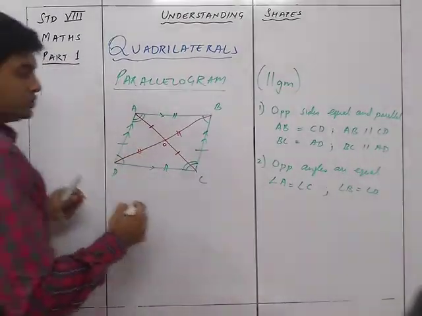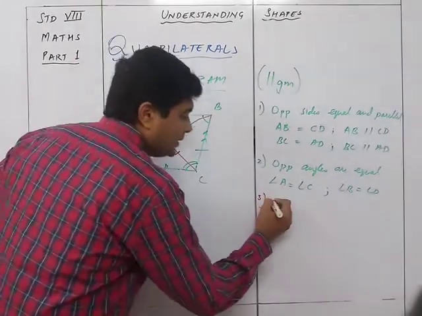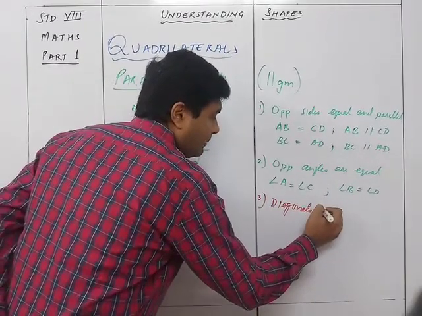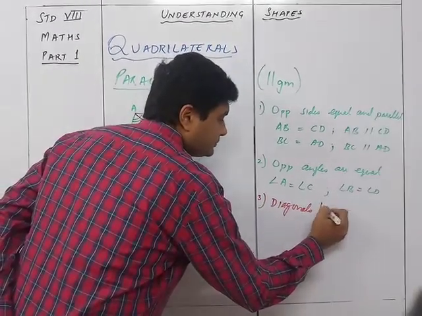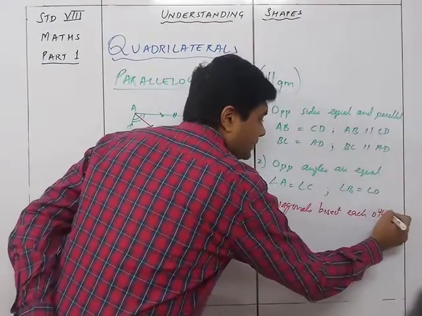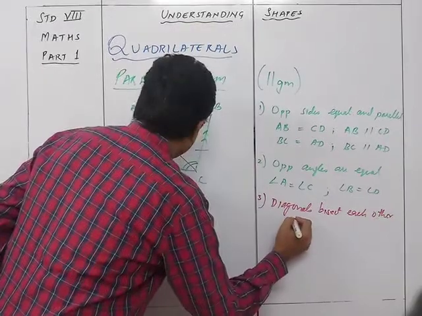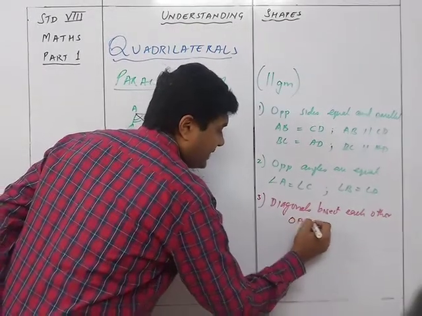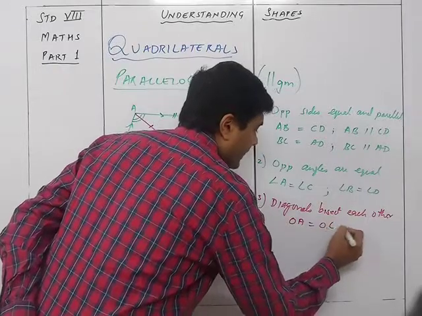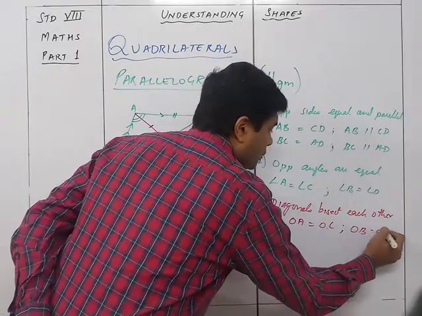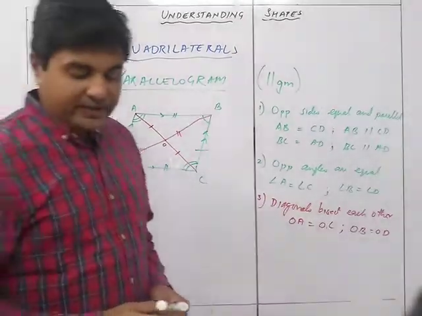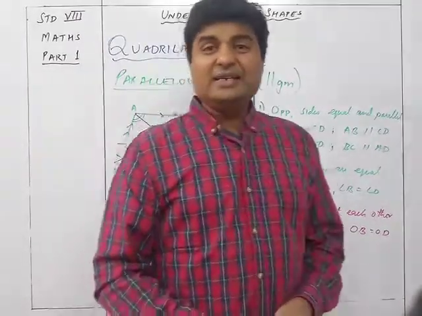Okay, so we have got the third point as diagonals bisect each other. That is, OA is equal to OC and OB is equal to OD. Okay? The diagonals bisect each other.